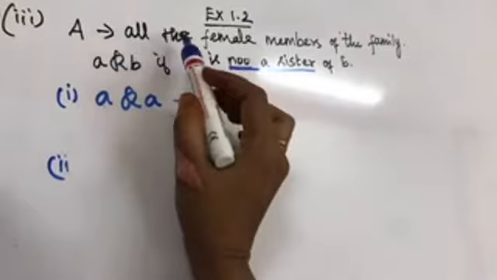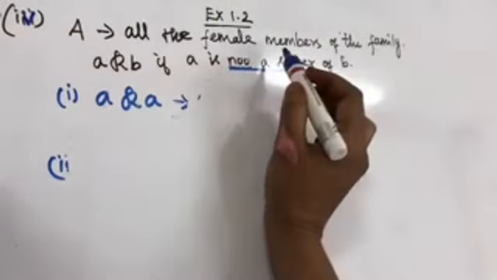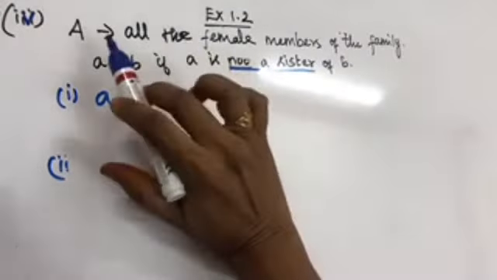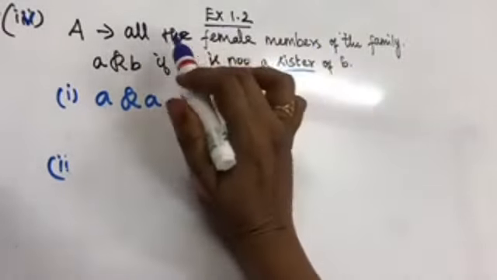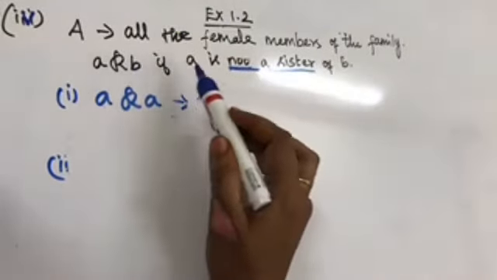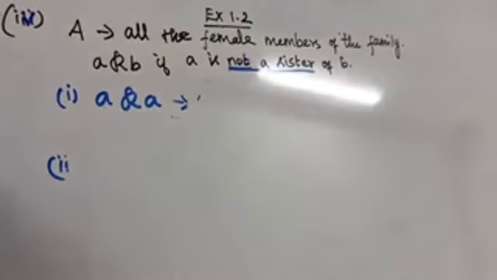Now the fourth one. A is the set of all female members of the family. In the previous problem, it was the set of all members, but now it is the set of all female members of the family. A is related to B if A is not a sister of B.